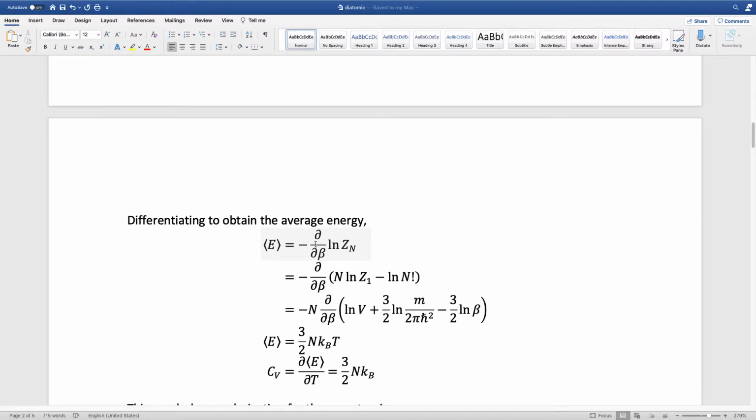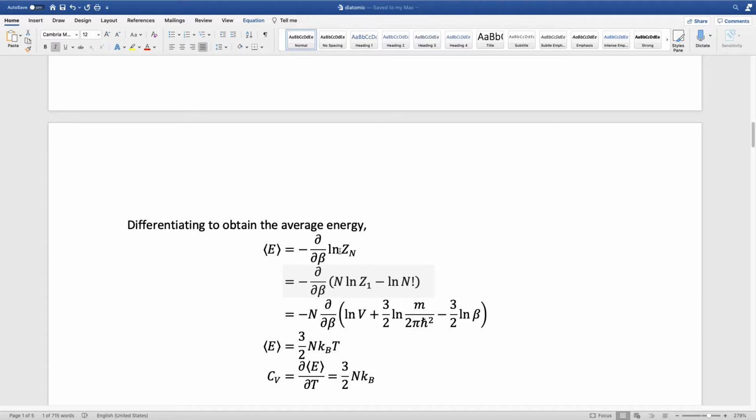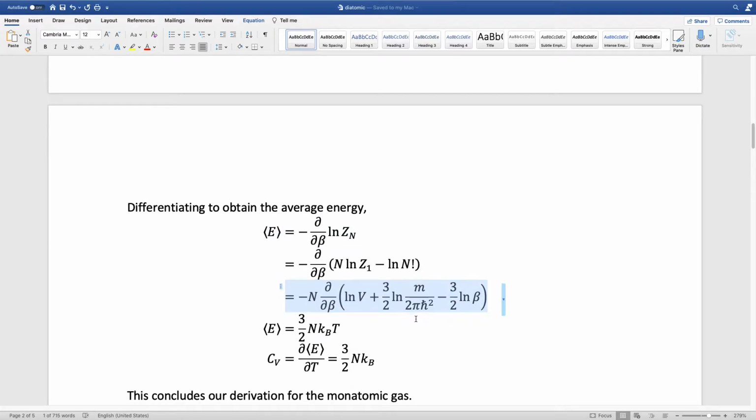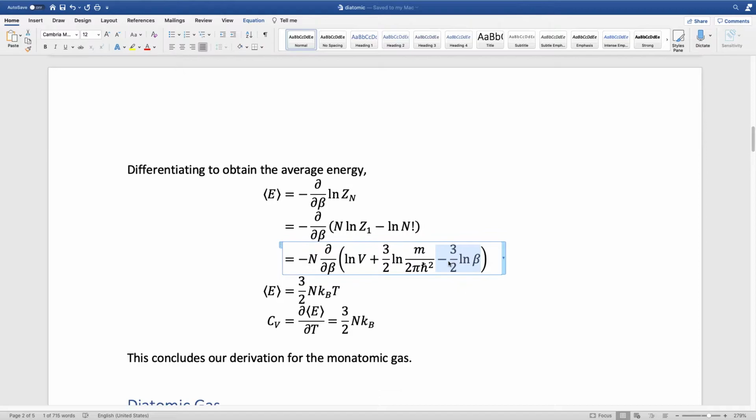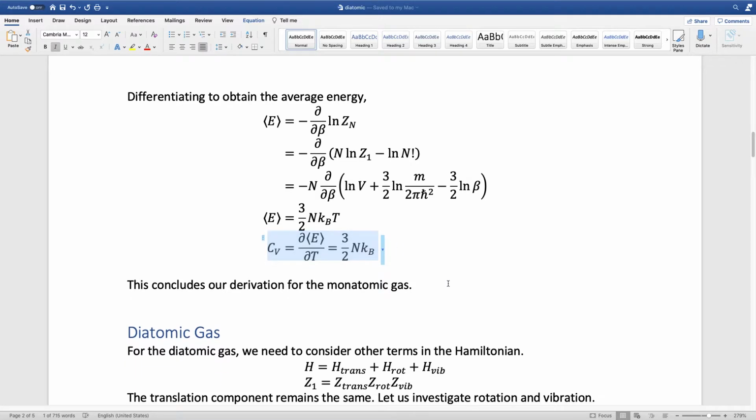Now we want to obtain the average energy, so we just take the logarithm of it, and then we differentiate it with respect to the inverse temperature. Plugging in the expression here into here, we get these terms. Most of them are constants with respect to beta, except for this one. So ln of beta differentiated, you get 1 over beta, and that is just kBT. So this is the formula for average energy, and we realize that it agrees with what we learned in a standard thermodynamics course. And we can calculate the heat capacity easily, and this concludes our derivation for the monoatomic gas.